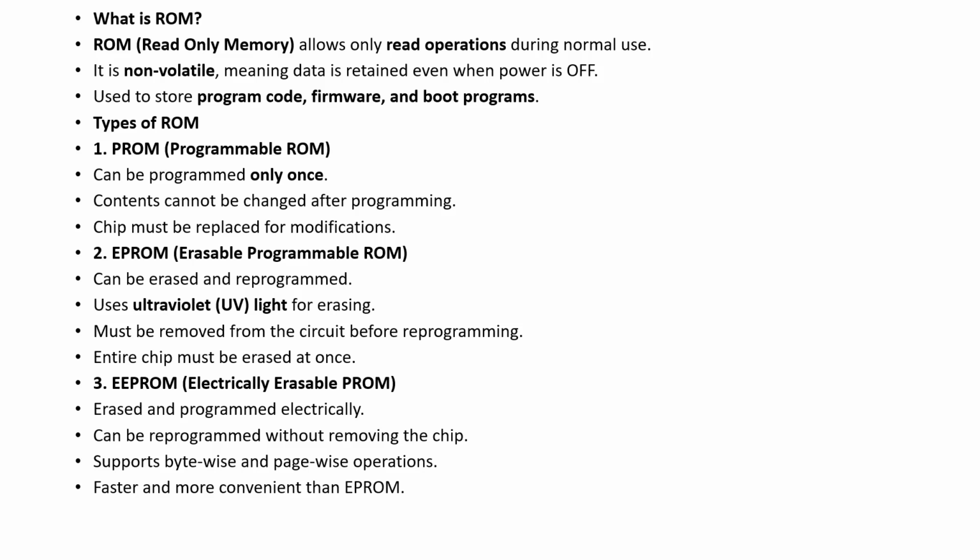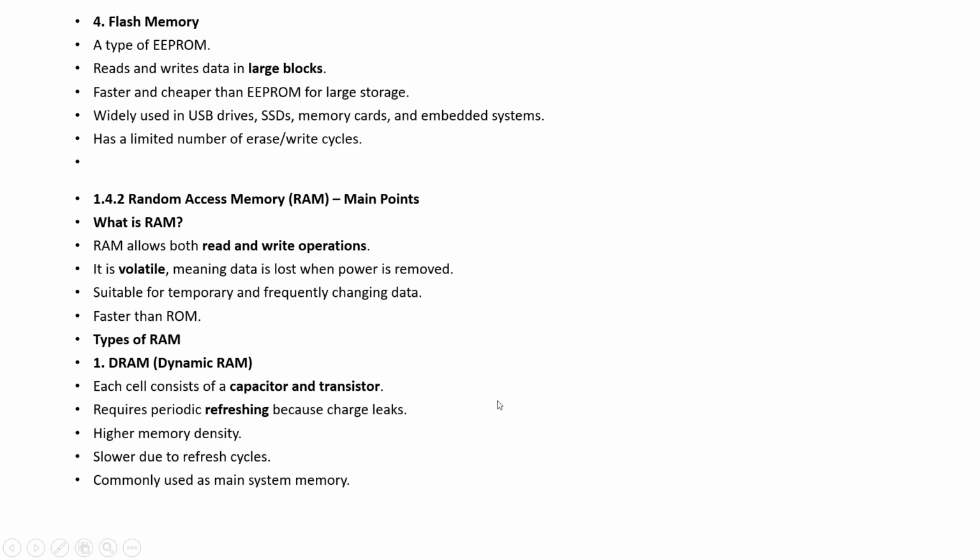It supports byte-wise and page-wise operations, faster and more convenient than EPROM. Flash memory is a type of EEPROM that reads and writes data in large blocks. It is faster and cheaper than EEPROM for large storage. It is widely used in USB drives, SSDs, memory cards, and embedded systems. It has a limited number of erase and write cycles.